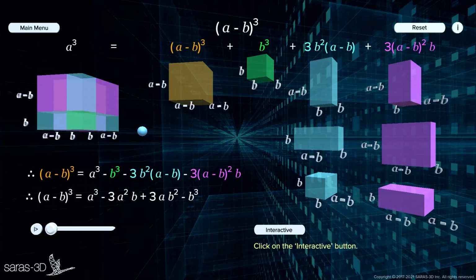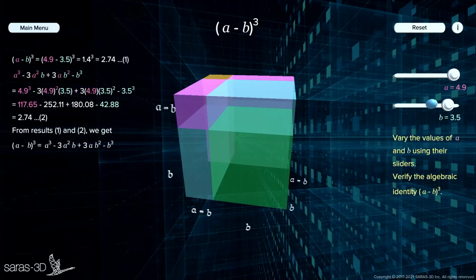Now let us see if this algebraic identity holds true for any values of a and b. Let us check that. Here we have different values of a and b. A is given to be 4.9 and b is 3.5. When we substitute all the values here, we will get the value of a minus b the whole cube. And when we substitute the values of a and b in the right hand side of the identity, we will get this value. From 1 and 2, we can easily see that the values of the left hand side and right hand side are equal. This means that this identity holds true for any values of a and b.